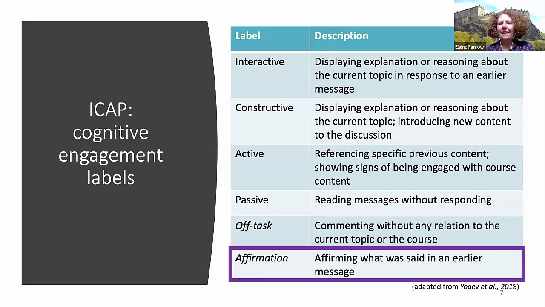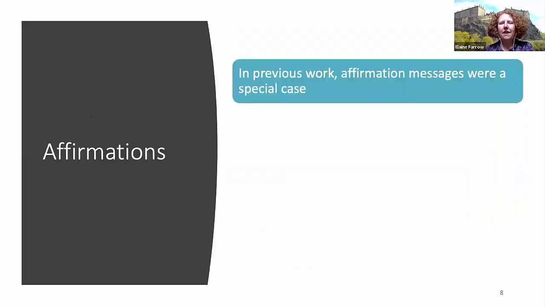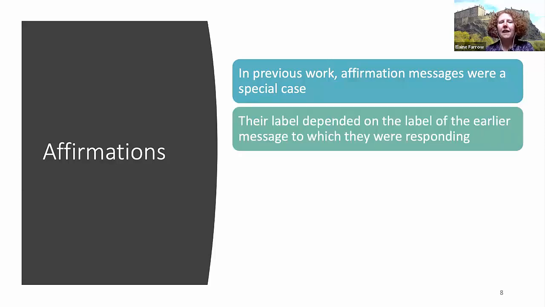Affirming what was said in an earlier message. So in previous work that built on the ICAP framework, the affirmation messages were treated as a special case. And the label assigned to them depended on the label of the earlier message to which they were responding. So for example, if a message was interactive and you responded by saying thank you or yes, I agree, your response would be labeled constructive. If it was an active message, your response would be labeled active.